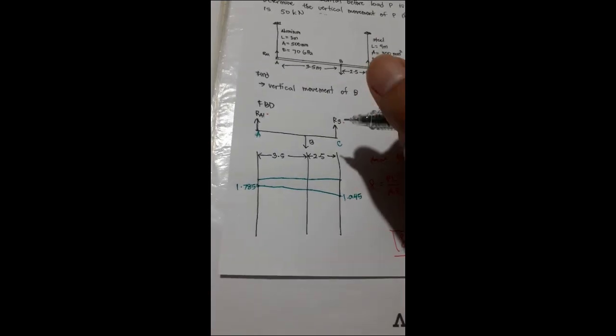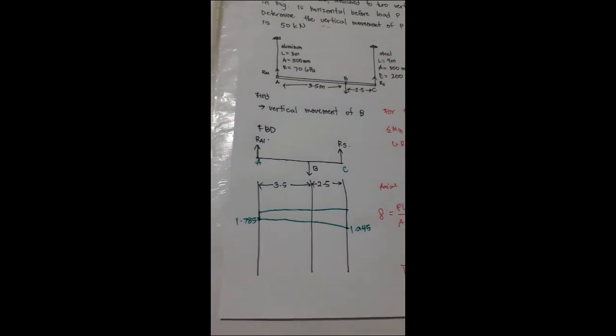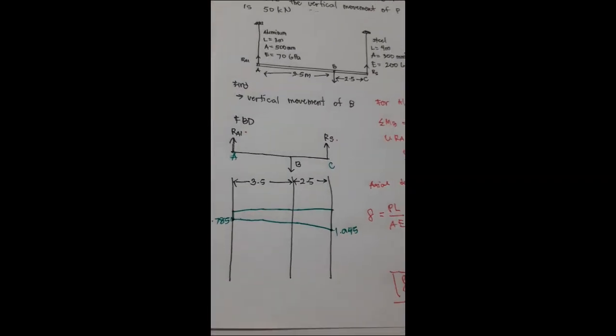Now we are going to connect these two with a line. As you can see now, this is the distance here, 1.945, 1.785. Now we are concerned to find the value.